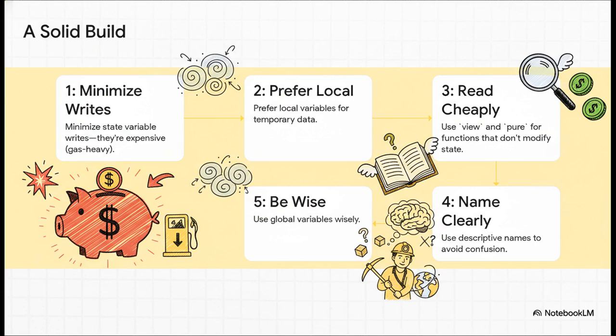So, what are the golden rules for a solid build? First, and I can't say this enough, write to storage as little as possible to save on gas. Second, always prefer using temporary, local variables for your calculations. Third, use special functions called view and pure for just reading data. They're free to call from the outside. And of course, use clear, descriptive names for everything and be really careful with global variables because some of them can actually be influenced by miners.